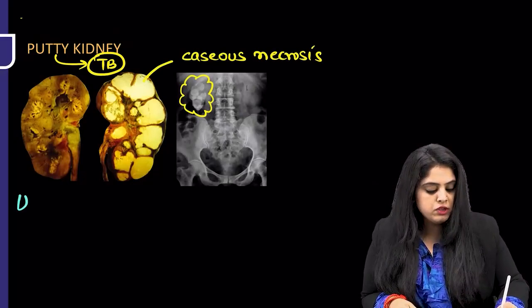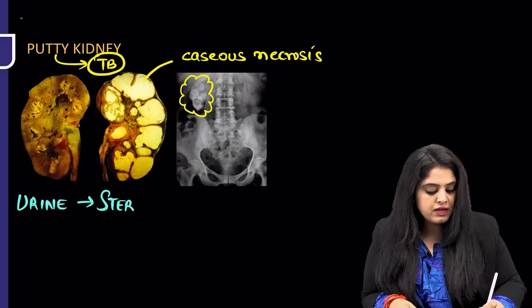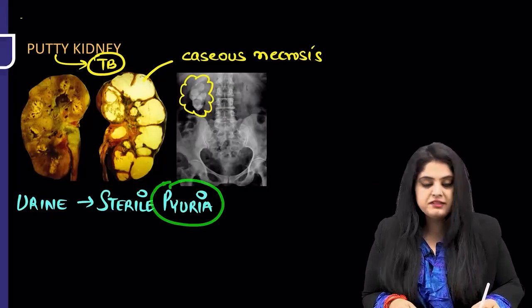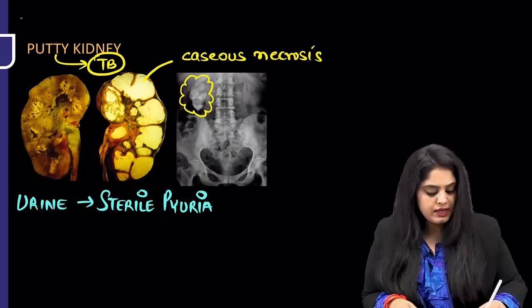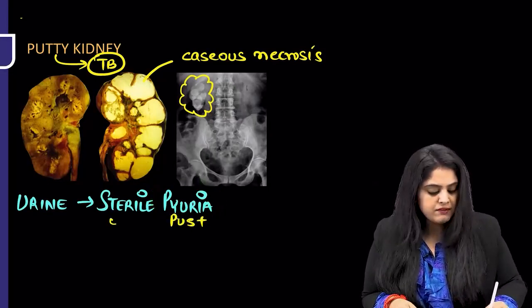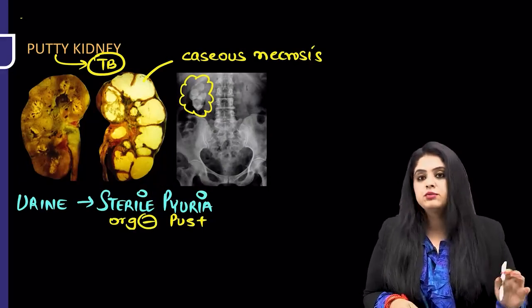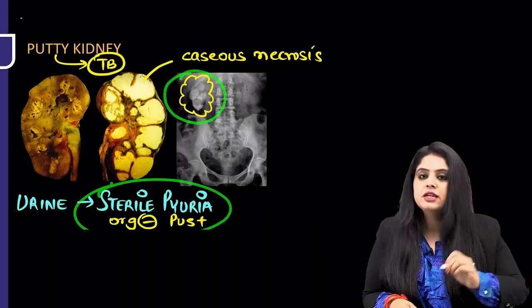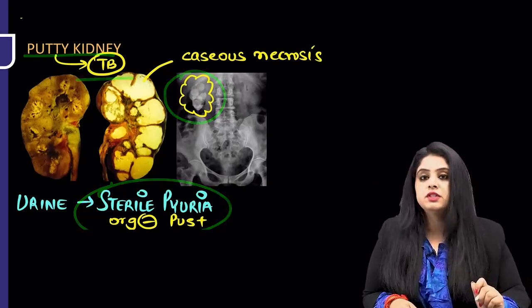So what is going to be the urine finding that you will have? This will always be a case of sterile pyuria. This means pus cells are there, pyuria, but the organism, the bacteria will not be seen, sterile. So that is what you have, always a history of sterile pyuria, with this picture given. It's a case of putty kidney that you see in TB.